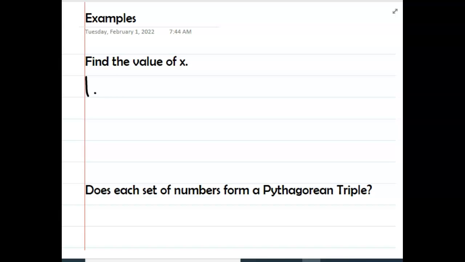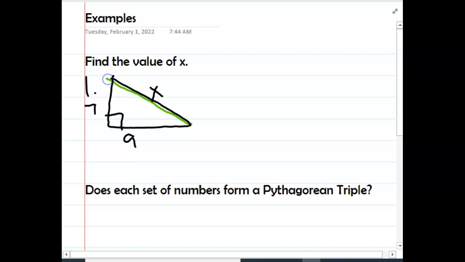Okay, so number 1, let's draw our nice little right triangle. The legs are going to be 7 and 9. The hypotenuse is going to be x. So the Pythagorean theorem is pretty simple to use, but you do have to make sure you identify whether you're given the hypotenuse or if you're looking for the hypotenuse. In this case, I'm looking for c, right? I'm looking for that x.